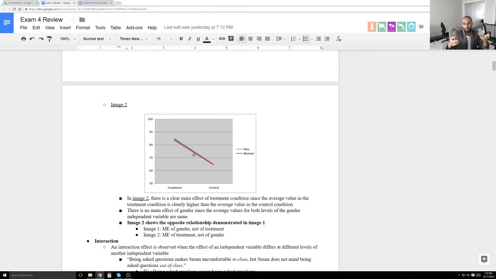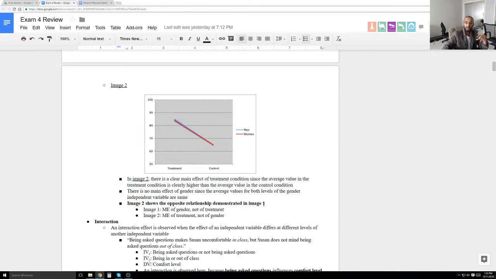Because of these 2 observations, we can say that there is a clear main effect of treatment condition because the average values are different for each treatment condition. But there is no main effect of gender because the average values for both levels of the gender independent variable are the same. So image 2 shows the opposite relationship to the one demonstrated in image 1. There's a main effect of gender in image 1, but not of treatment. But in image 2, there's a main effect of treatment and not gender.